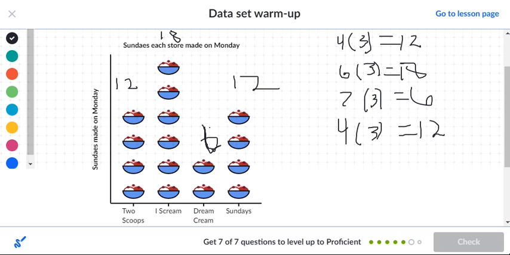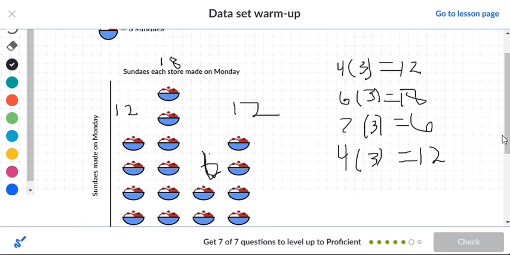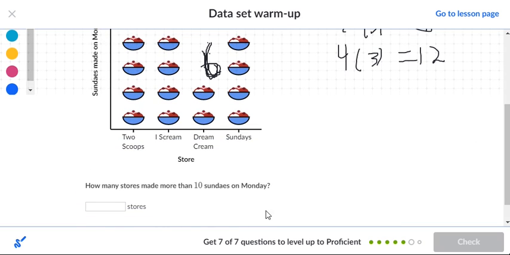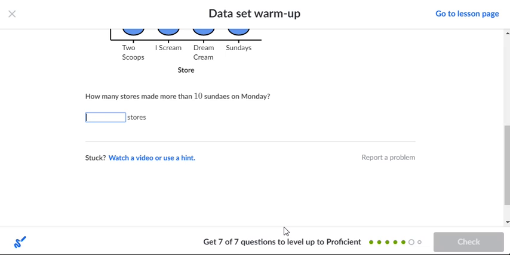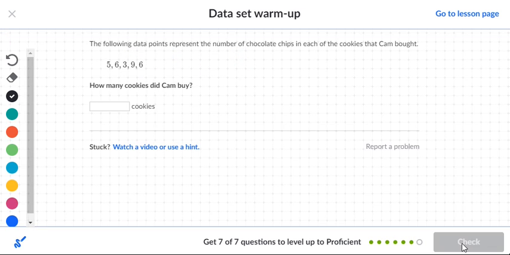So from right here, what we want to figure out is how many stores made more than 10. Well, 12 is more than 10, 18 is more than 10, 6 is not, because this is a 6. A bad looking 6, but it is a 6. This is 12, so actually only 3 stores did it. So we put down a 3 and we check it. Okay, let's go to the next question.